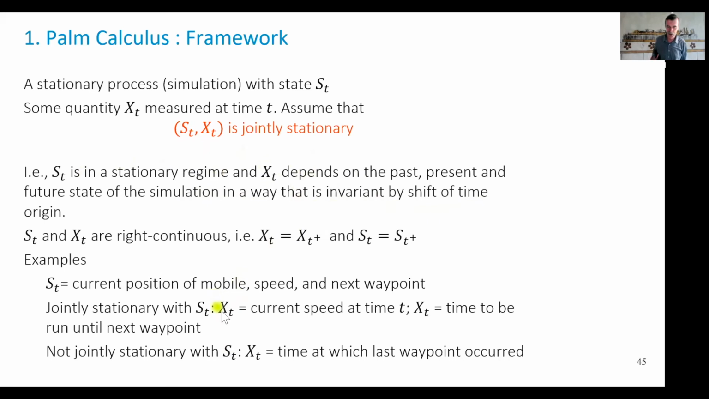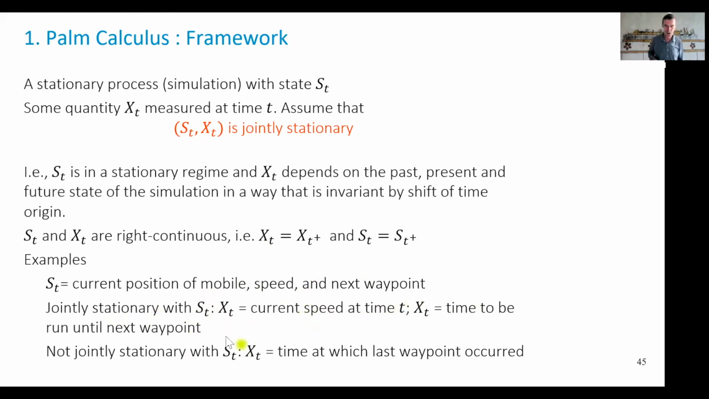I'll give one example and one counterexample. For example, for the random waypoint simulation model, if I'm interested in the current speed at time t, that's a function of the current state, and that is jointly stationary. If I'm interested in the time to run until the next waypoint, that is something I can calculate now, so it depends only on the current state, and that is also jointly stationary. Obviously, if I change the time origin, if I do the same simulation but reset time to 0 just now, then those values of X_t will not change. The index t will change, but the value that comes as a result of polling the system will not change.